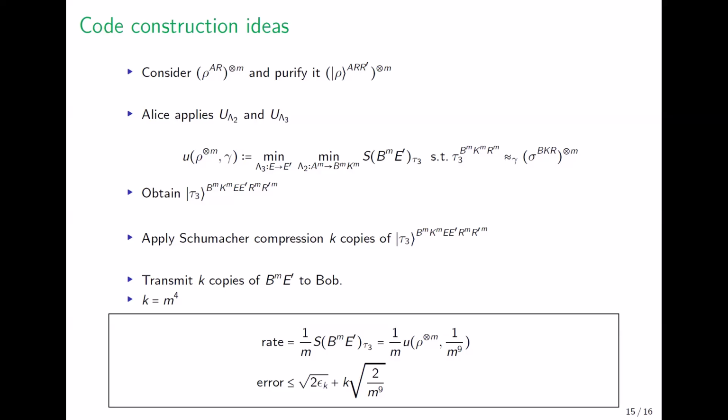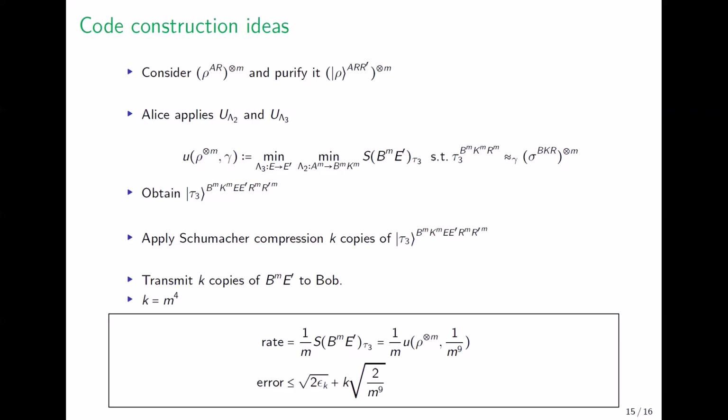We apply all these isometries that we obtain in the optimizations in the definition of the U and A functions, and then we apply them locally. Once we apply them locally, we have this local system B and E, and we use Schumacher compression to send this information, and we can show that the rate is equal to this functional, for example, this U functional here. And the error is bounded like this. And when m goes to infinity, the error also goes to 0. It's like block coding.